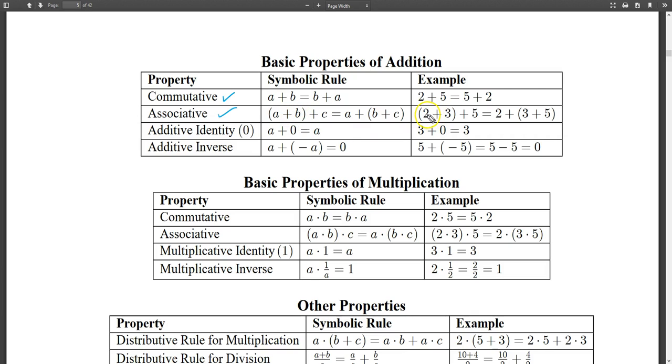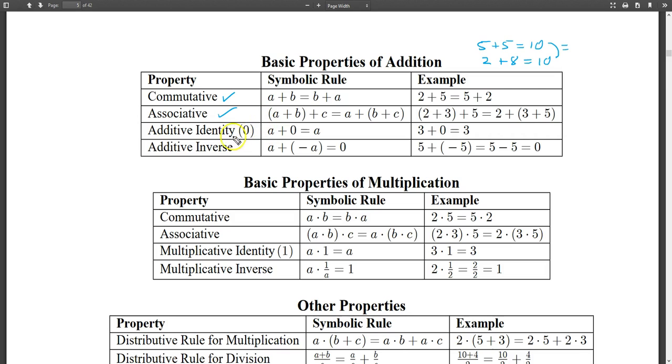So for example, (2 plus 3) plus 5 is the same as 2 plus (3 plus 5), where the left-hand side means you add the 2 and 3 together first, so you have 5 plus 5, and of course that's 10. And on the right-hand side, you add the 3 and 5 together first, so you have 2 plus 8. Well, of course that's 10 as well, and you see that these are equal. So in other words, the associative property for addition means you can just move the parentheses anywhere you want, as long as everything is being added.